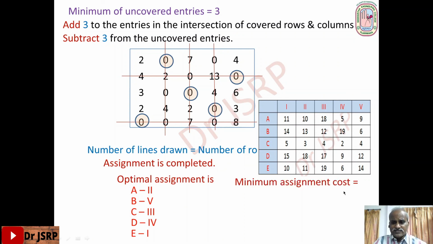So the minimum assignment cost is the sum of the corresponding values of these assignments. A to 2, this is 10, plus B to 5, 6. So 10 plus 6. Next, C to 3, 4, plus D to 4, 9, plus E to 1, 10. Okay. So 10 plus 6 plus 4 plus 9 plus 10. So these are the corresponding assignment performing costs. Okay. That is 39. So this is the minimum performing cost. Okay. So if you allot these 5 jobs to these 5 persons, the total performing cost is minimum, that is 39 units. Okay.